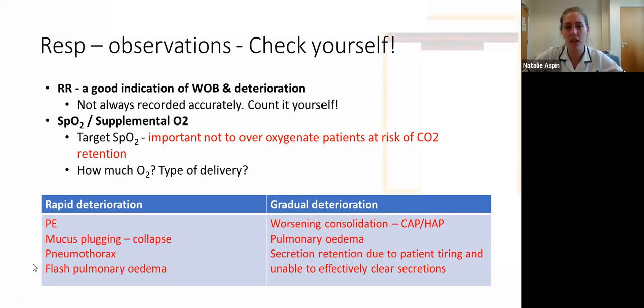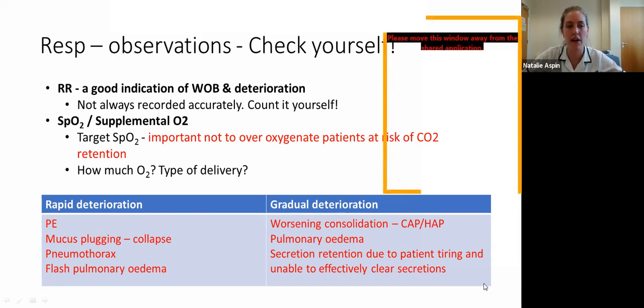And then again, briefly here, just some of the things that could cause a rapid or a gradual deterioration, just to keep in the back of your mind, because actually the speed of someone's deterioration will often help you reason what might be the underlying cause.